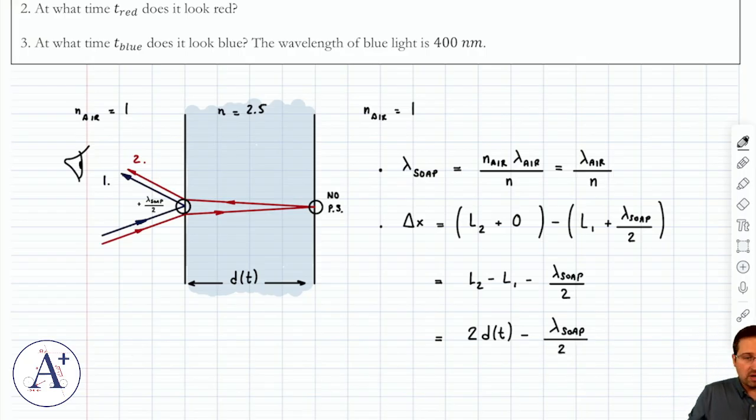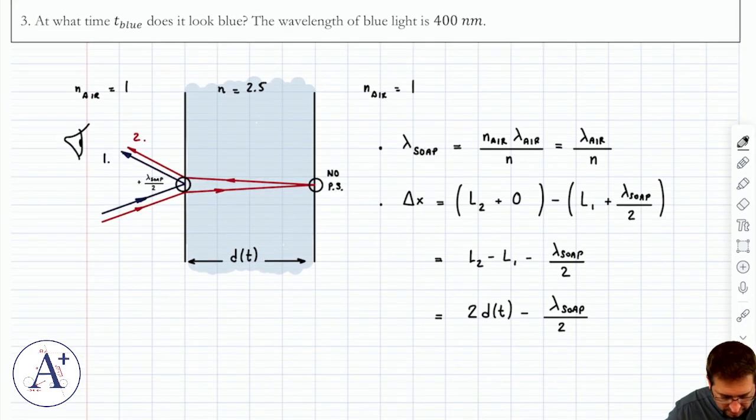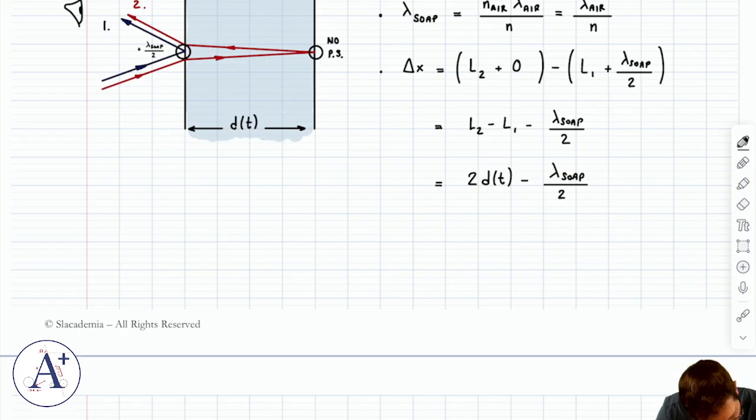Okay, and actually I don't even need to know what the question I'm answering is to do this. This is the basic setup of a thin film problem. But the question is, what is the thickness of the film d red in nanometers when it looks red? Okay, well, let's go figure that out. I have delta x that's a function of the thickness of the film, right? And I'm going to say that the film looks red when I have the following.